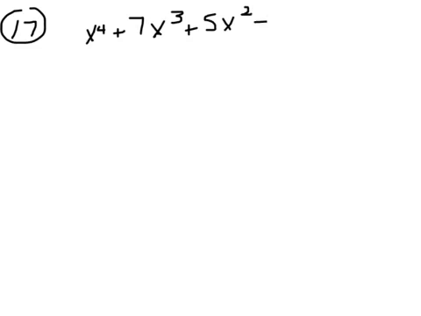All right, I wanted to do number 17 using synthetic division because we're going to use it in the next section, and I guess they think you know how to do it. They don't teach it, and I added it into the section, and I'm glad I did. 17 is x to the fourth plus 7x cubed plus 5x squared minus 8x minus 14, divided by x plus 6.